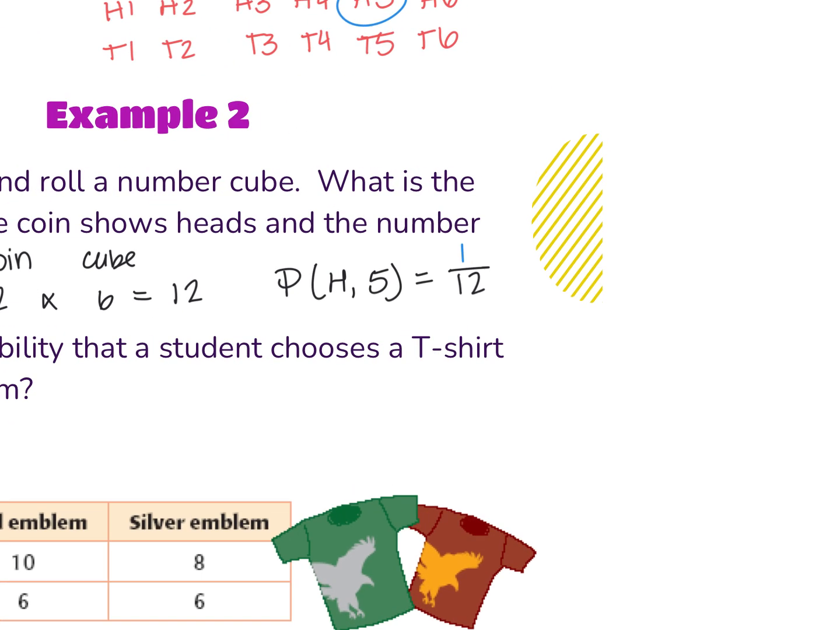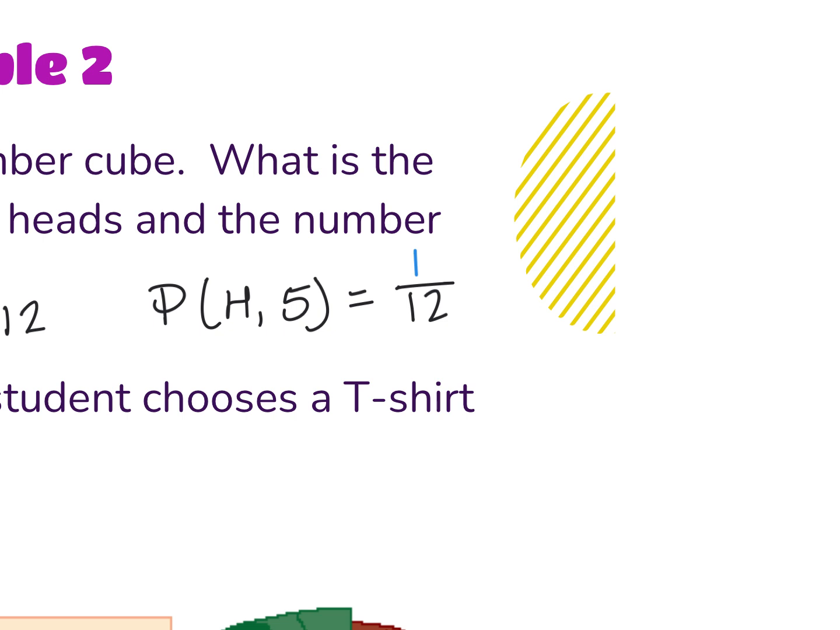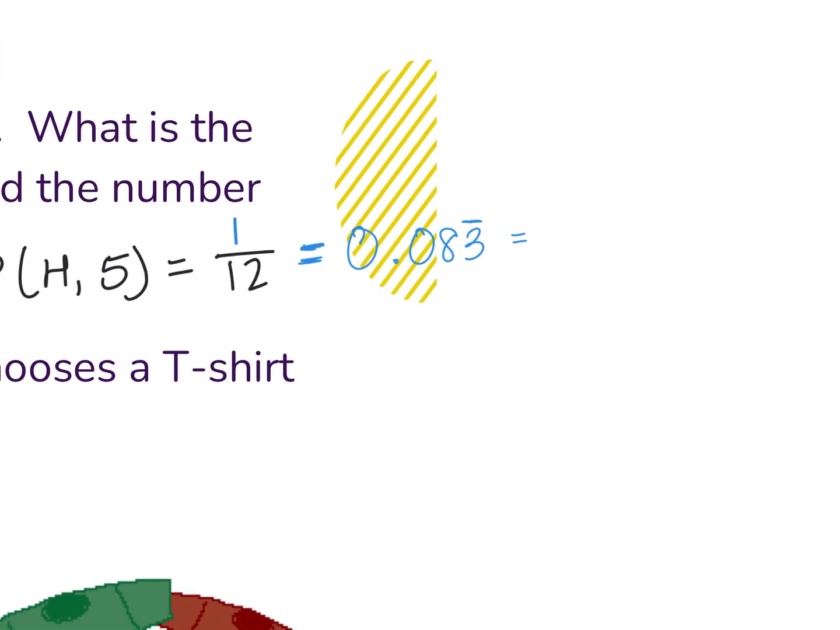Keep in mind, you have to understand how to change this to a decimal. What would this be as a decimal? Go ahead and divide it. What would it be? 1 out of 12. Good, I'm going to get 0.083 repeating as my decimal.